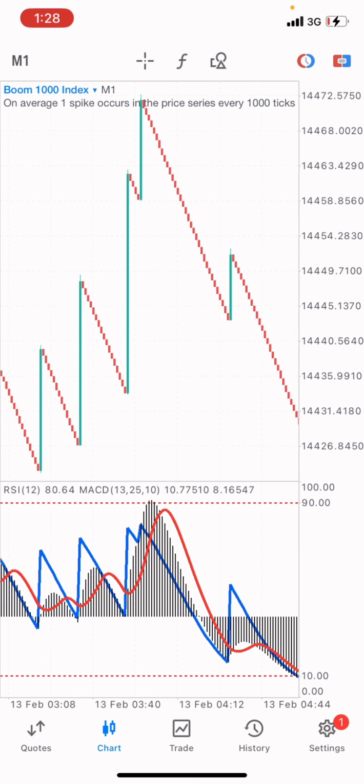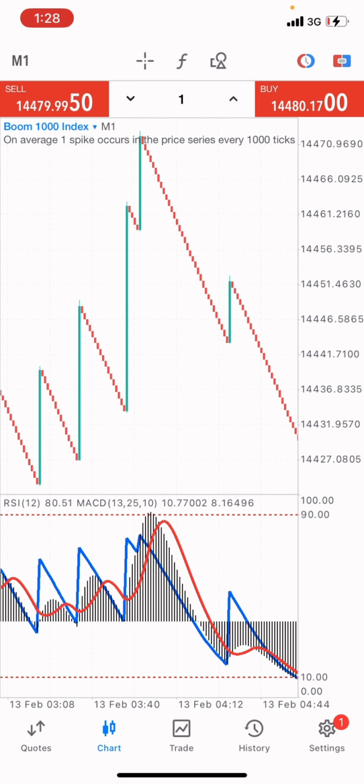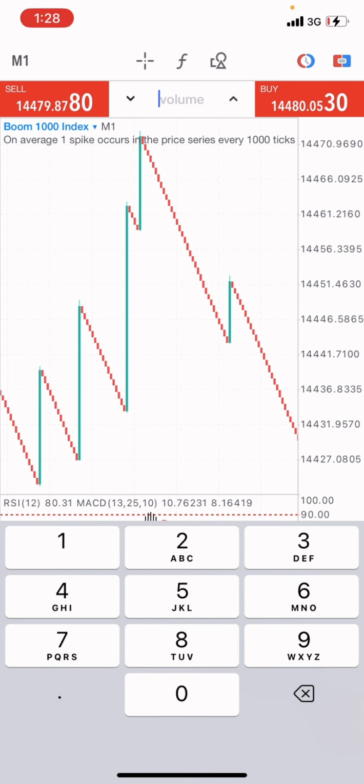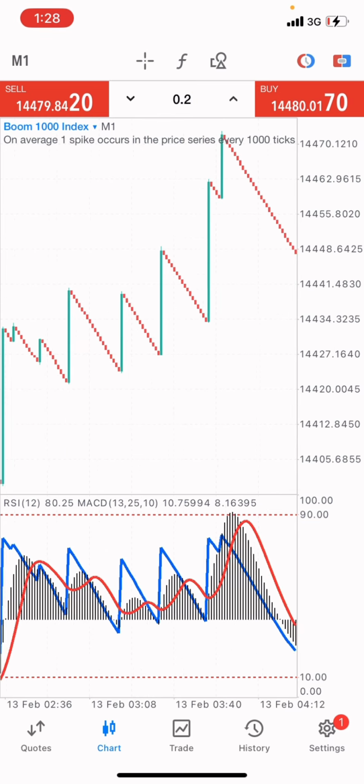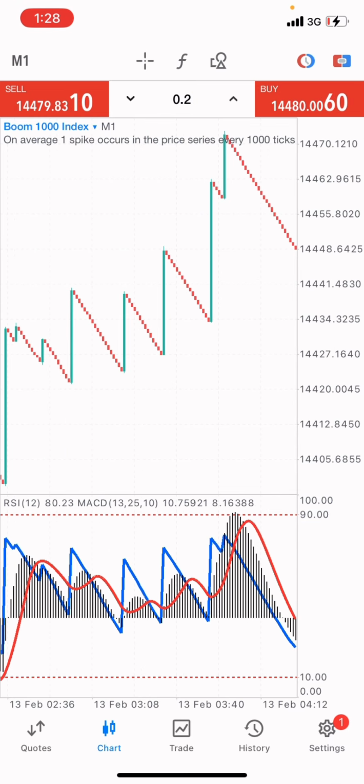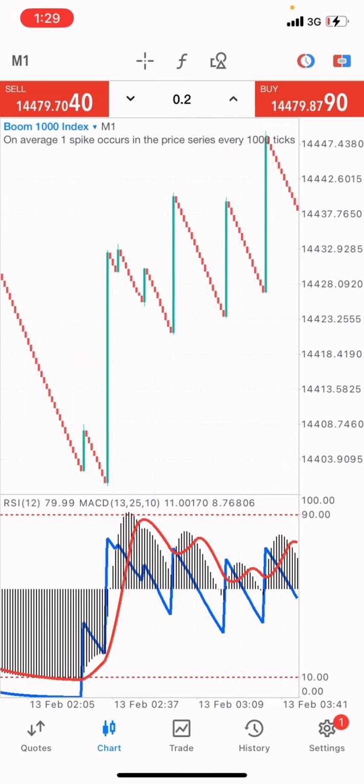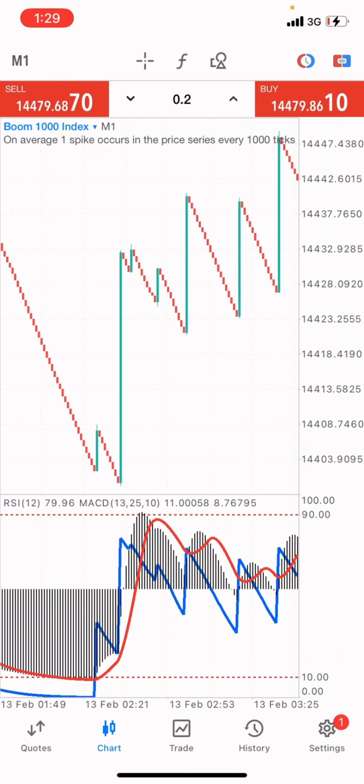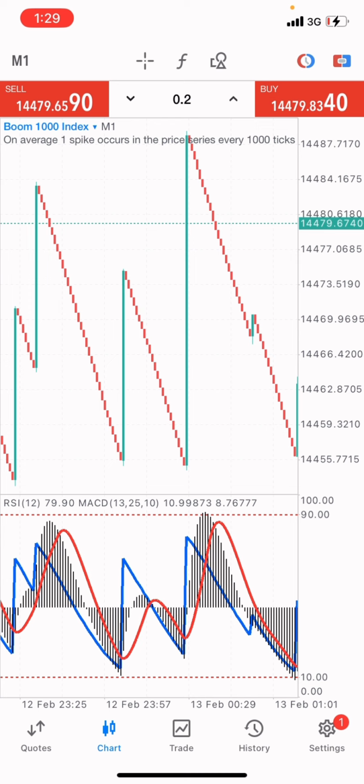So remember, our aim here is to grow our small account, right? So for a $20 account, you use a lot size of 0.2. That should be the minimum lot size for a $20 account, right? You use a lot size of 0.2. So what we're risking here is about 10 to 5% of our account, right? So we're using as small a lot size as possible. So we're scalping this market. Right now, this is the boom 1000 index market.